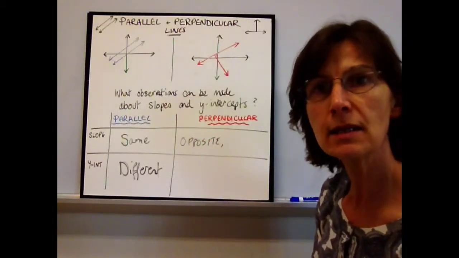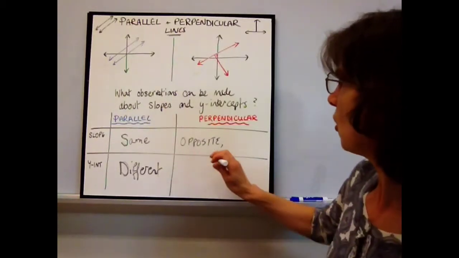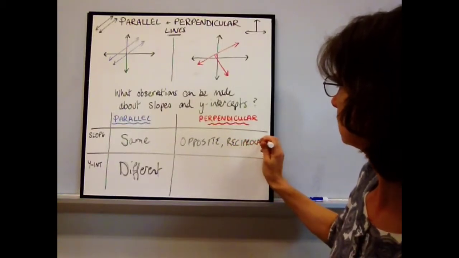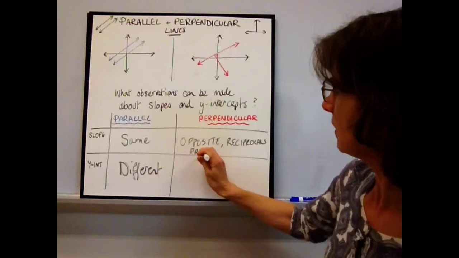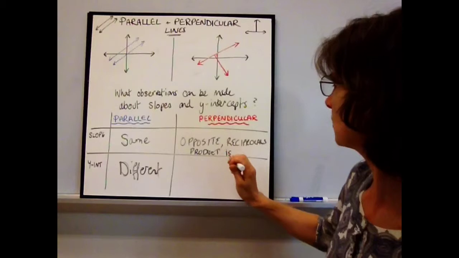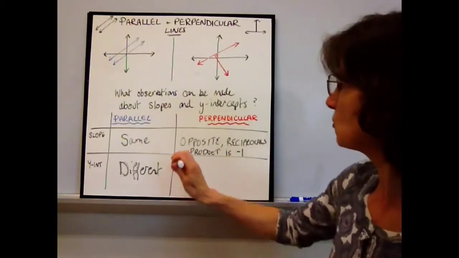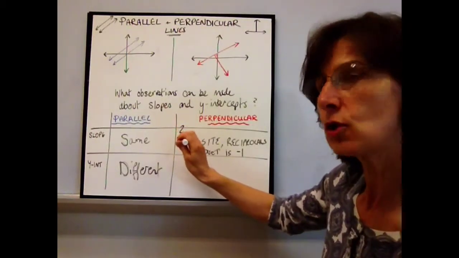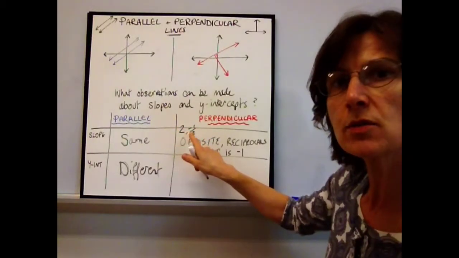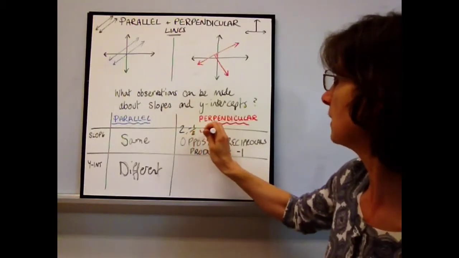But what else was it that they had, the relationship? They were reciprocals of each other. They were opposite signs and they were also reciprocals. This means, as a matter of interest, that their product, if you multiply the two slopes together, is always going to be -1. A pair of examples would be, one had a slope of 2, the other one is -1/2. Opposite signs, one is the reciprocal of the other. And if you multiply 2 with -1/2, you will get -1.